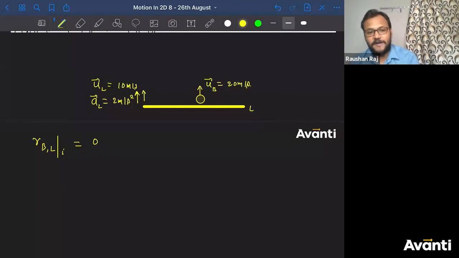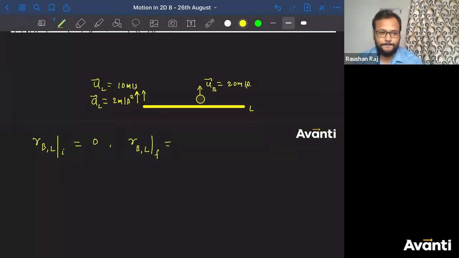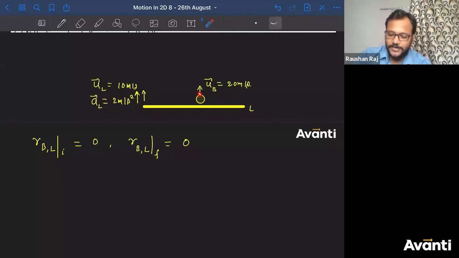When the ball is going to finally meet the lift, what will be the final position then? When the ball will meet the lift again, what will be the position of ball with respect to lift? It's again 0. What is the distance between ball and lift here? When the ball is on the lift, the position of ball with respect to lift is 0. The distance between them is 0, right?